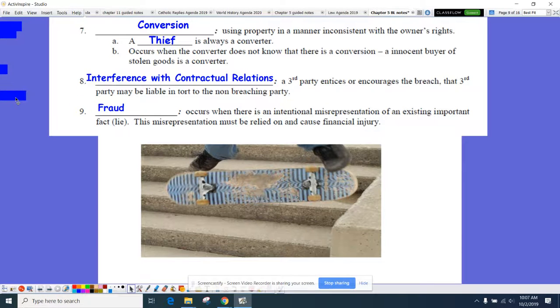Number 9, fraud. This occurs when there is an intentional misrepresentation of an existing important fact. In other words, somebody is lying, maybe with the purpose of trying to make a sale, or perhaps to entice individuals to contract. All of that would be under the guise of fraud or fraudulent activities.